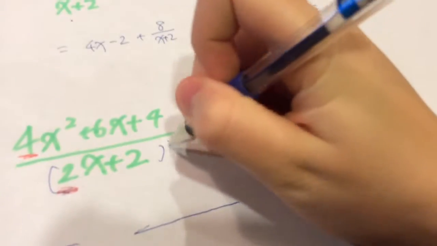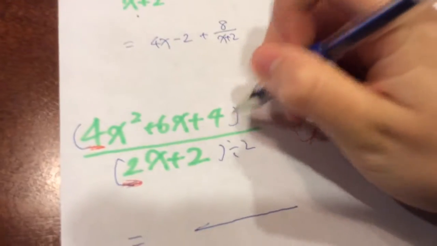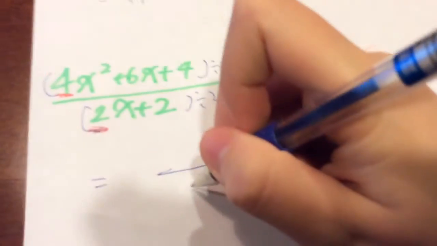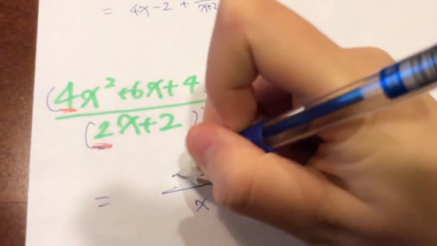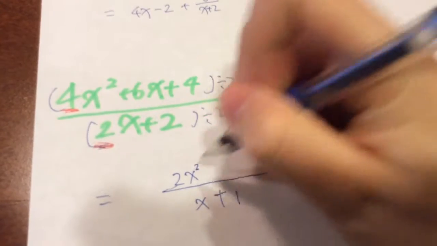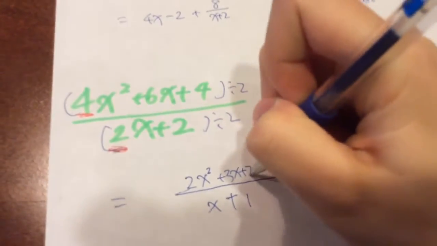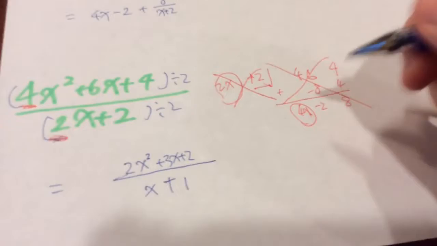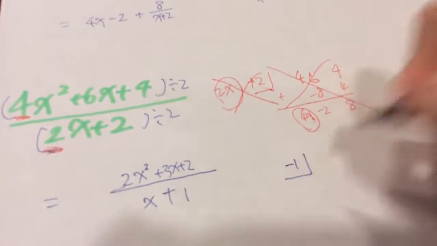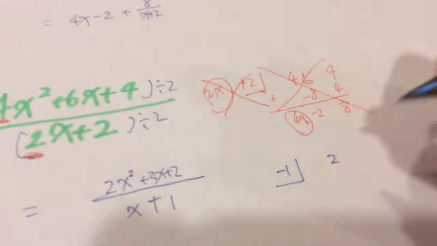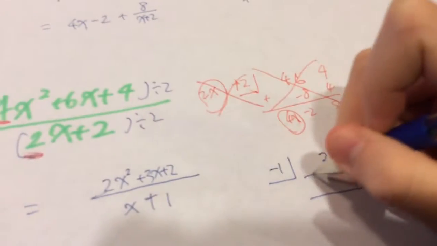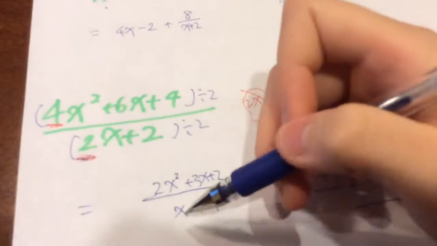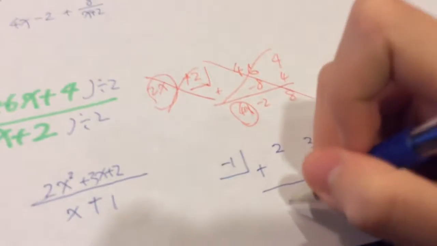Divide this by 2 and divide this by 2. Now the x in the denominator would only be 1, and it's x plus 1, and the numerator would be 2x squared plus 3x plus 2, and now we can do it synthetically. Negative 1, remember the additive inverse, copy it down, 2, 3, 2. Remember to plus. Now, since it's only x, you can copy it down now.